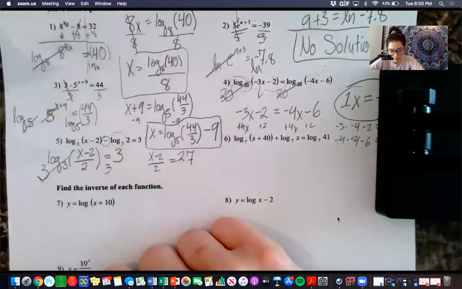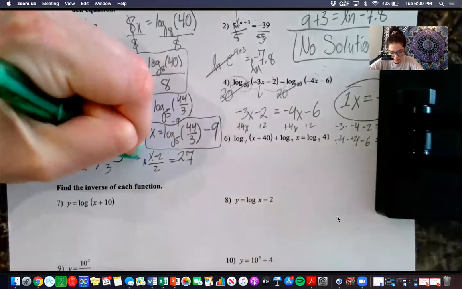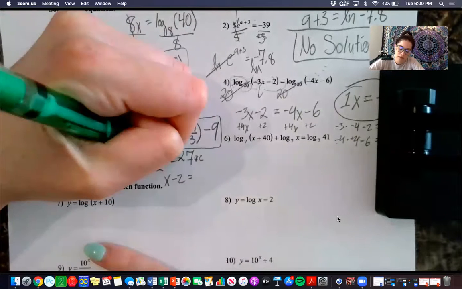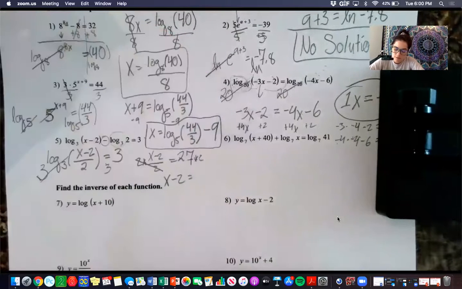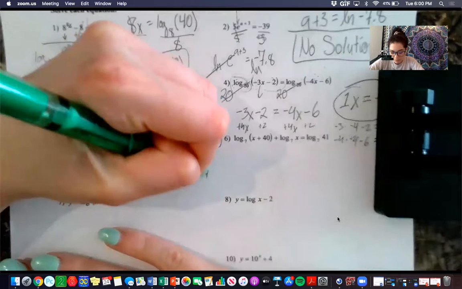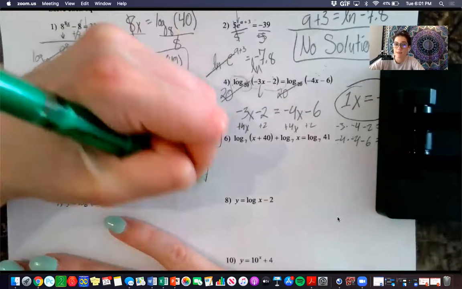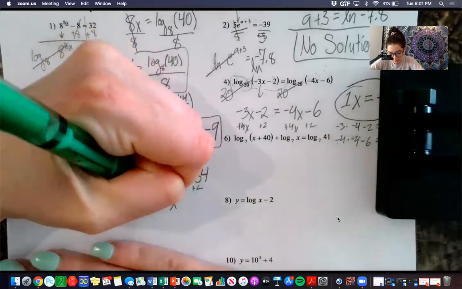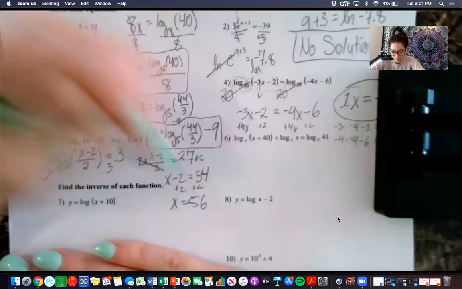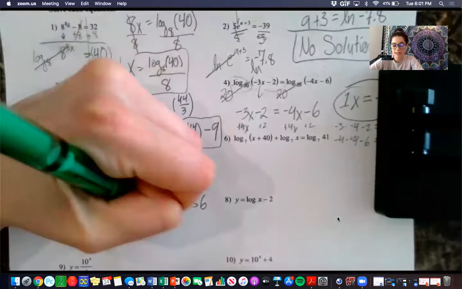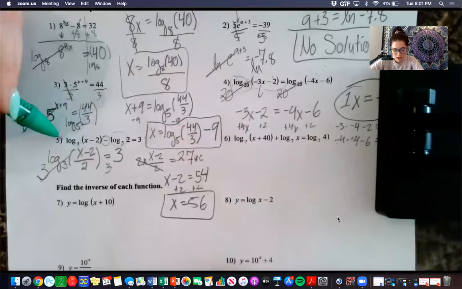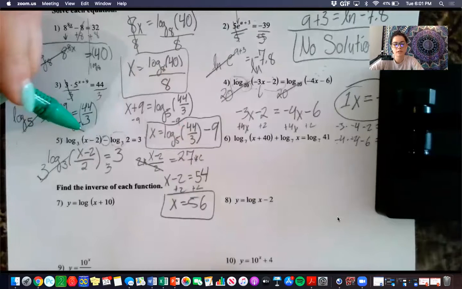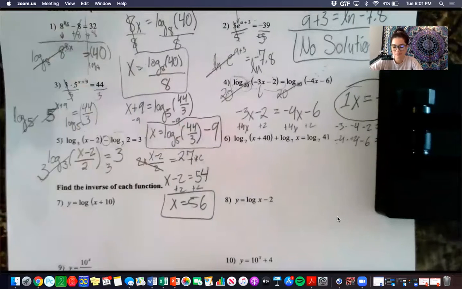We'll multiply both sides by 2. So we get x minus 2 equals 27 times 2 is 54. And then we're going to add 2 to both sides. Easy peasy. There's my answer, but let's double check, because again, I had a log at the beginning. 56 minus 2 is 54. That's a positive number. We're good to go. We don't need to worry about our domain.